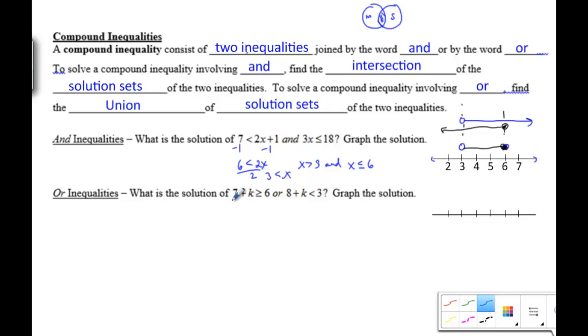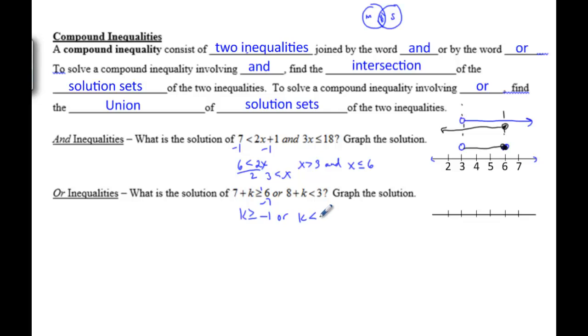Or inequalities, if we throw an or in the middle, we're going to get k greater than or equal to, move the 7 over, we'll get -1. Or if we subtract the 8 over, you get k is less than -5. So we want either all the numbers that are greater than or equal to -1, or they could be less than -5.